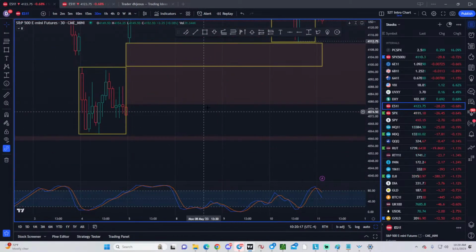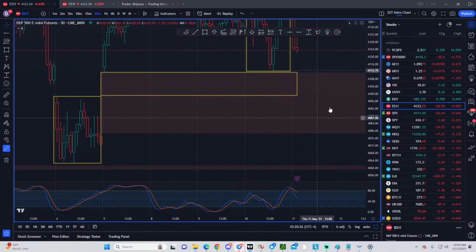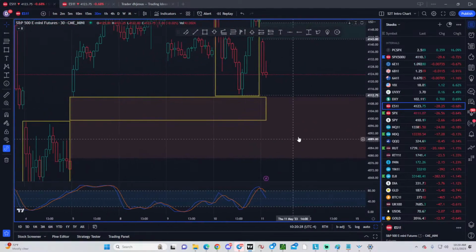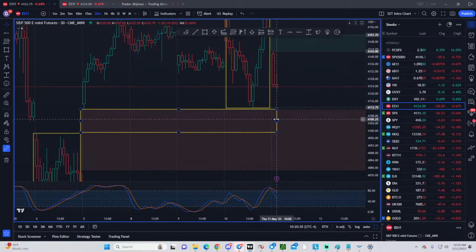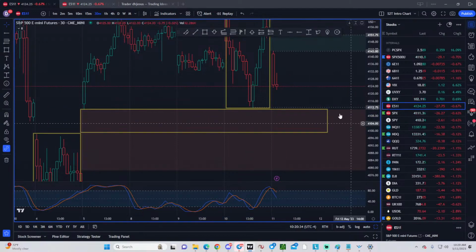Instead of this whole entire zone here, it's just this portion here. And I'm not gonna change the color, because it's going to change the color for everything. So this is the gap that we have here.